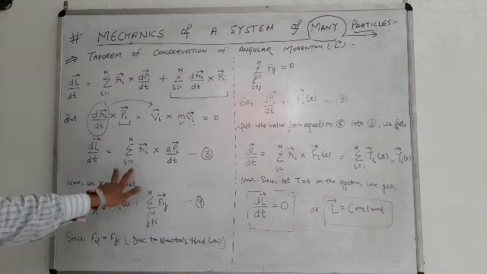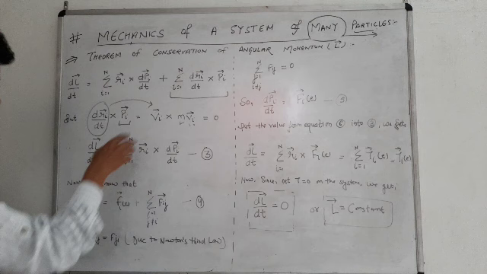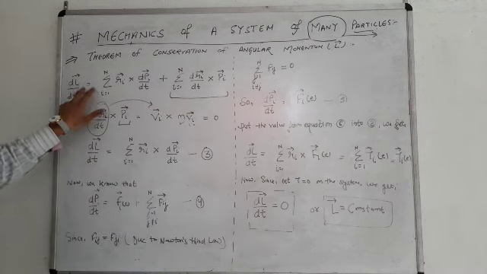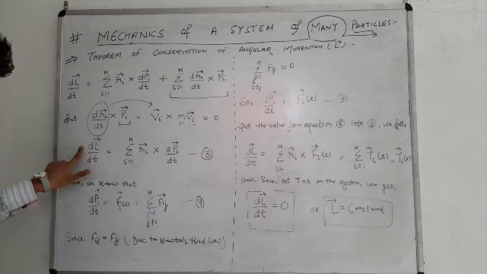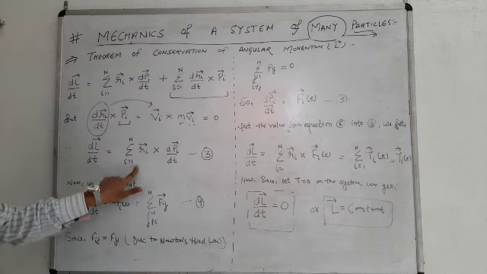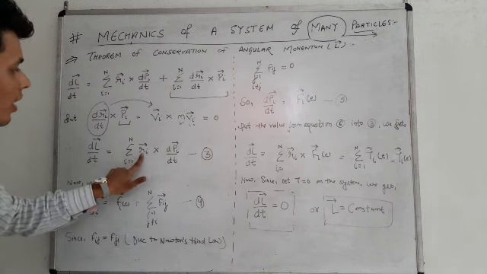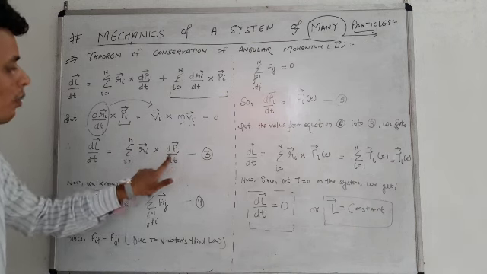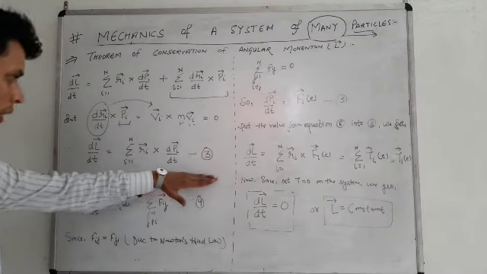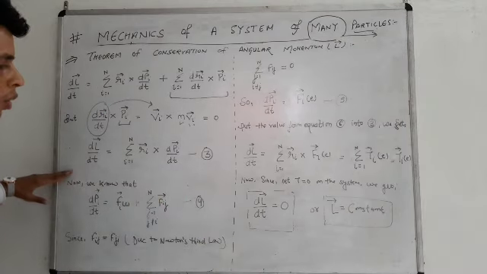So now this term is 0, we will be left with only this term: dL upon dt is equal to the summation from i equal to 1 to n of ri cross product with dpi upon dt. We will call it equation number 3. So until now I think it's almost clear.